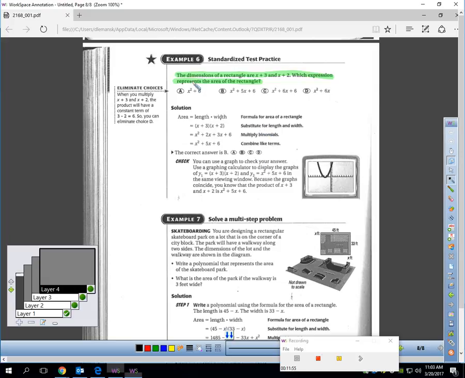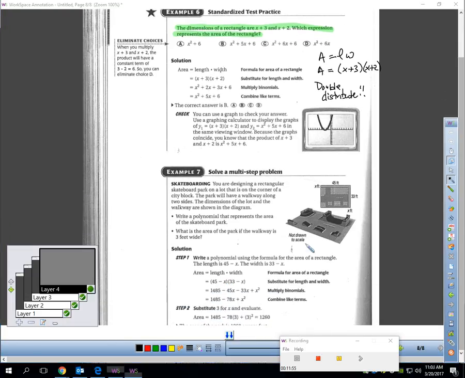So here, the dimensions of a rectangle are x plus 3 and x plus 2. Which expression represents the area? Well, area is length times width. So I got to take x plus 3 times x plus 2, and I should double distribute this. I'll let you figure that out on your own and pick the correct answer.